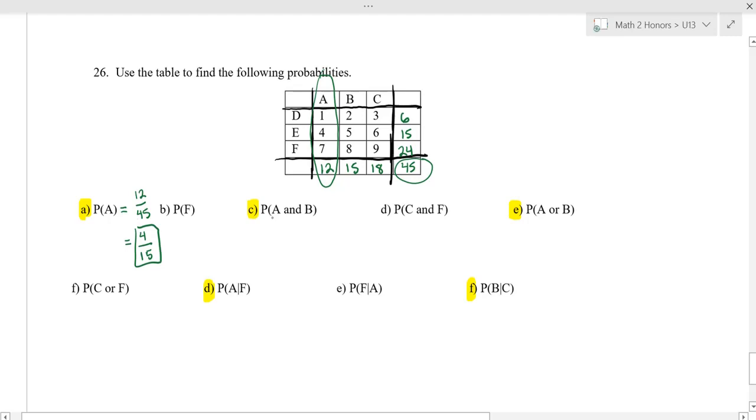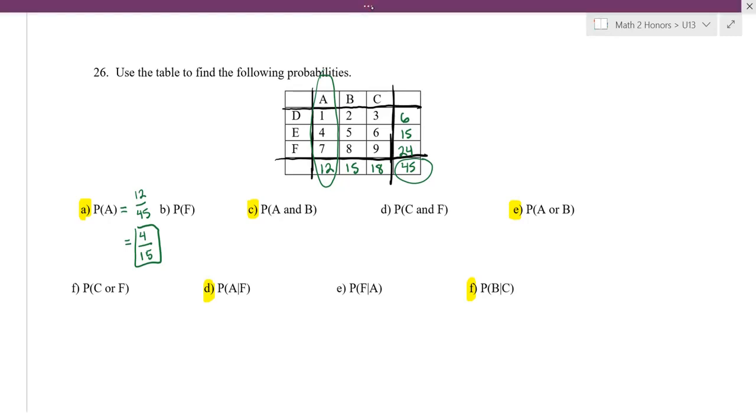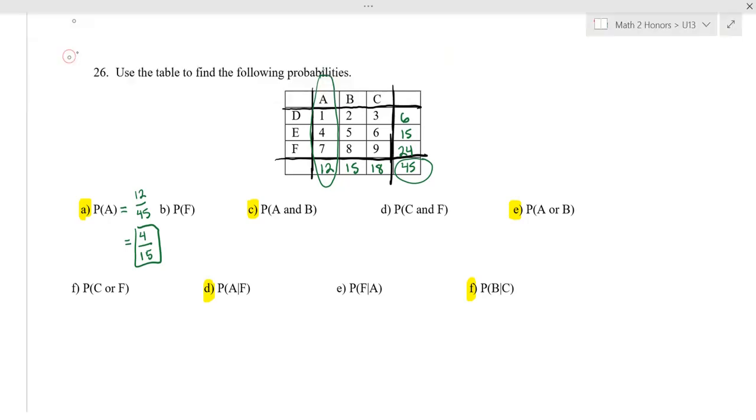On C, we're saying what's the probability of A and B? In this case, when you say and, it has to belong to both. So how many numbers belong to both A and B? You can see the way they're arranged, A and B are different columns, and so there are no numbers that belong both to A and B. So when I find this probability, there are no numbers, 0, out of 45, which is just 0.